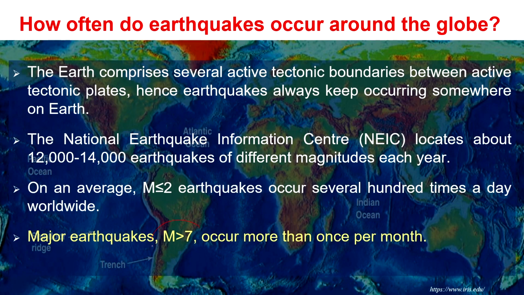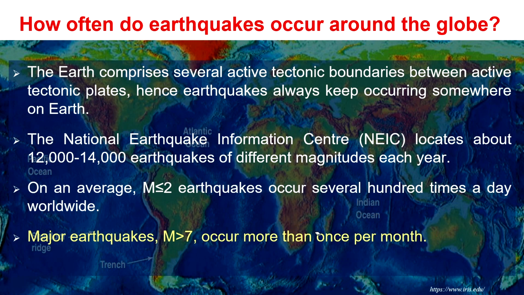Now, coming to the large magnitude earthquakes or major earthquakes, magnitude greater than 7 occurs more than once per month, and these are damaging earthquakes. So, on this planet, an earthquake of magnitude greater than 7 occurs once a month. In some places they are damaging, but in some areas they are not, because it depends on the population exposed to such hazards.